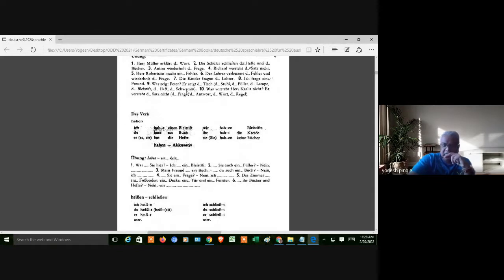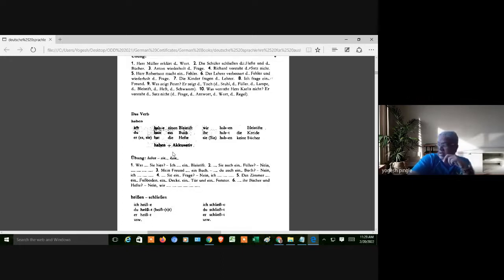We did sein earlier, now it's haben, which is also a special verb, right? So something from sein and haben is bound to come, because special verbs are there. So haben: ich habe, du hast, sie hat, wir haben, ihr habt, sie haben. So look at this, how you can conjugate. And haben always takes accusative. That also you have to see.